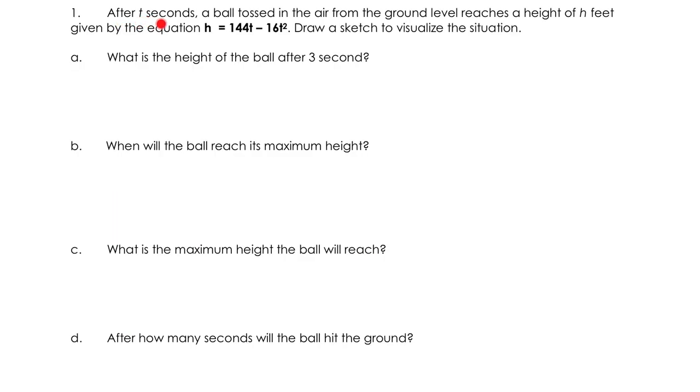In this example, after t seconds, a ball tossed in the air from the ground reaches a height of h feet given by the equation h equals 144t minus 16t squared. And there's a couple things I would do to start. I like to sketch a quick visual of what we're talking about. So if something's thrown from the ground, it's starting at the origin. So the path is going to look something like this. This is our time. This is the height of the ball.